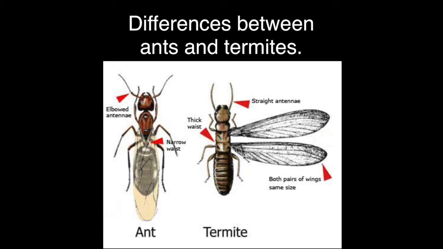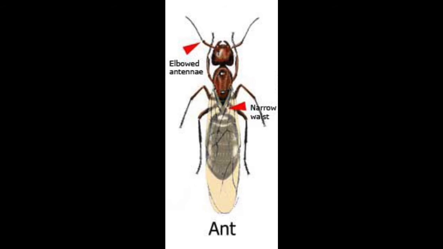Okay, now let's talk about the differences between ants and termites and how to properly identify an ant from a termite. All right, first of all, let's take a look at an ant. An ant has elbowed antennae, and it's going to have a narrow waist, kind of like a wasp. Those are the first two things that you're going to want to look at when you're looking for the difference between an ant and a termite.